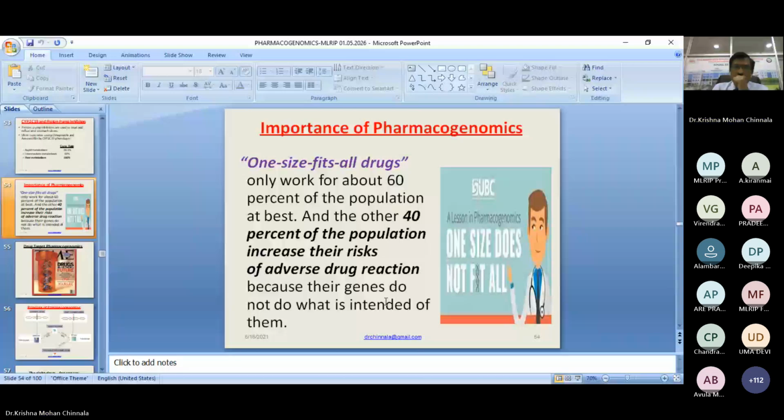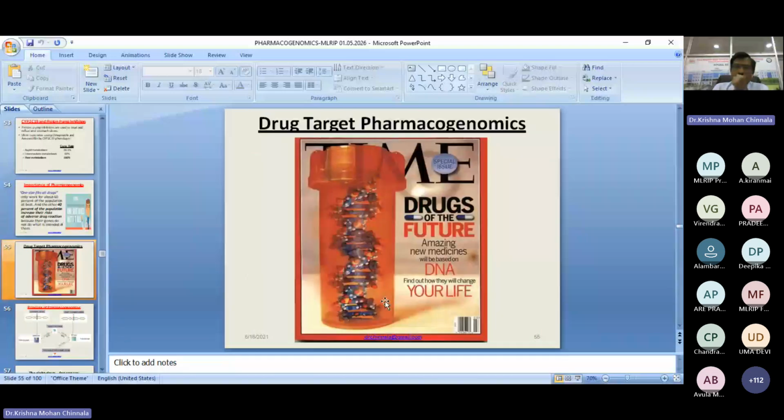And what is the novelty in it then? Drugs of the future, amazing new medicines, will be based on DNA. Find out how they will change your life. This is the novelty with pharmacogenomics.